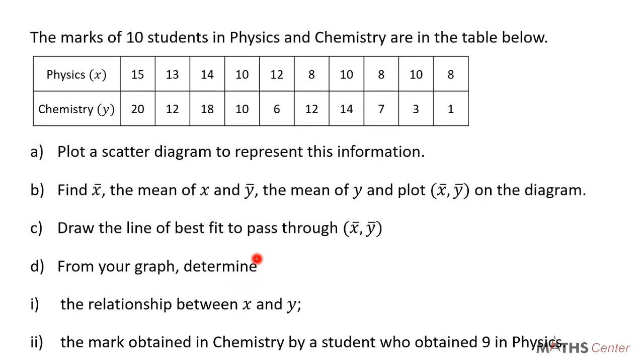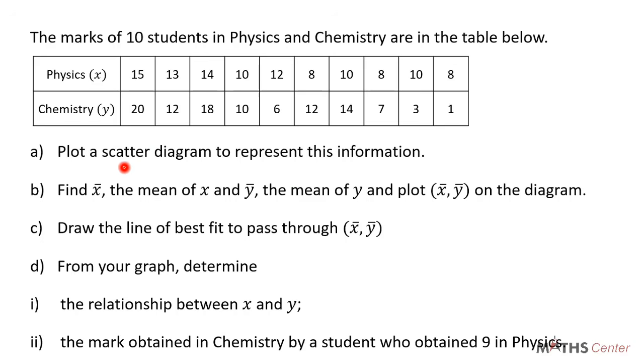So this is an example of a question where you are being asked to draw the line of best fit by inspection. As you can see, the question says after plotting the scatter diagram, we should find the x mean, y mean, and then you draw the line of best fit through x mean, y mean. This shows that we are drawing the line by inspection. Let's start with the solution.